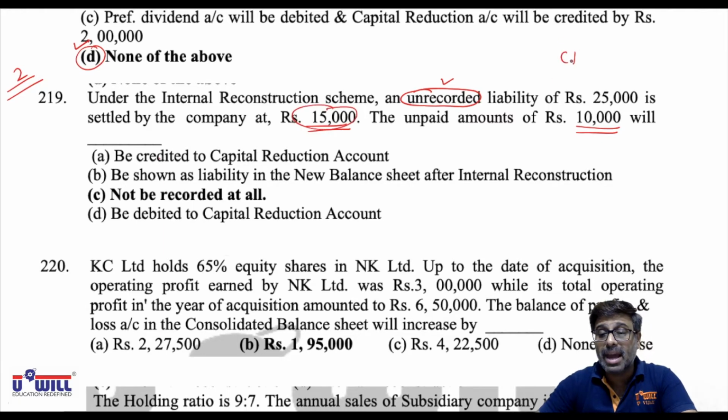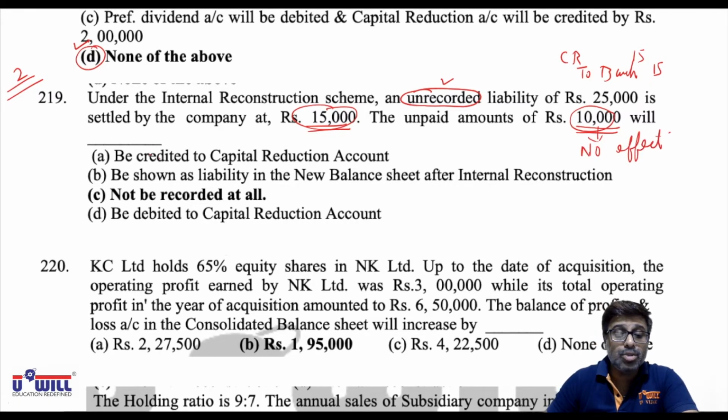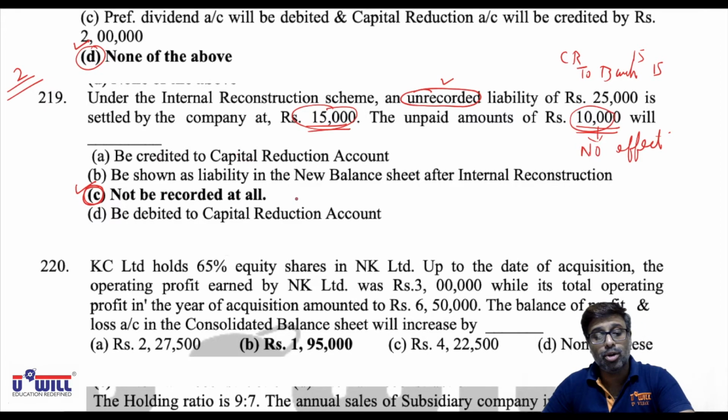So the entry would be capital reduction account debit to bank account with the amount of 15,000. For the 10,000 we don't have to give any effect. Neither will it be credited to capital reduction or liability, nor debited to capital reduction. The answer would be option C, not to be recorded at all.